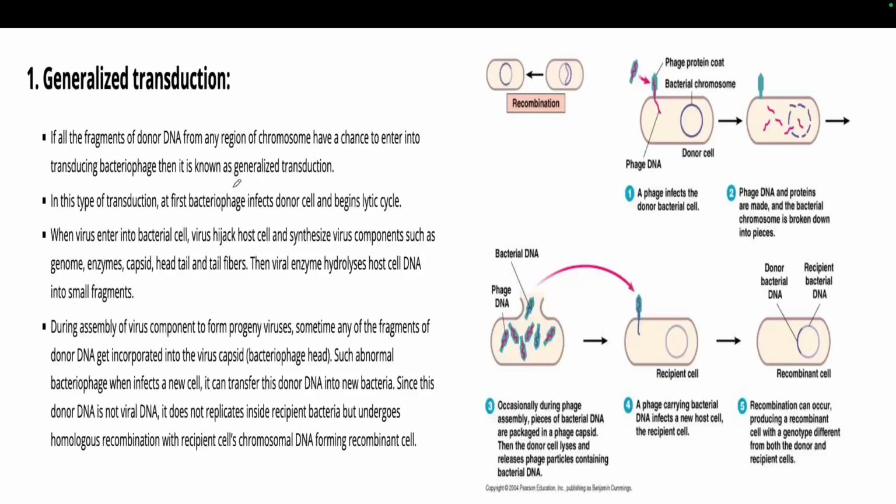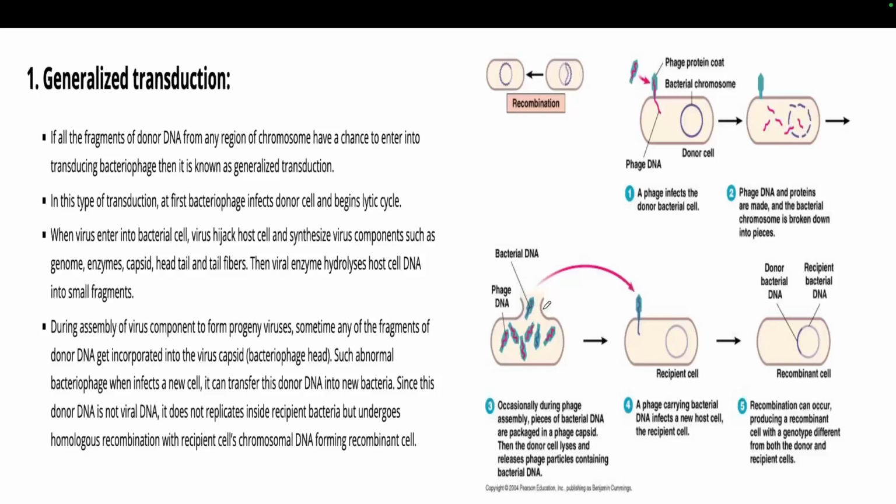In this type of transduction, at first the bacteriophage infects the donor cell and begins its lytic cycle, okay, because only then can it infect the other cell. If it stays in the lysogenic cycle, it won't be able to transfer the DNA from one cell to another. So for that it should go through the lytic cycle, okay. And this is the normal transduction process.